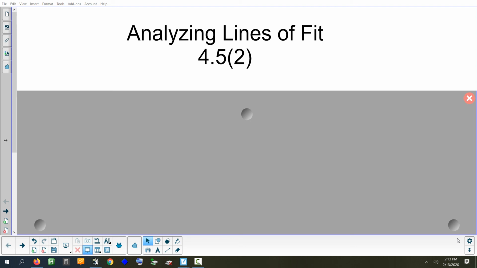Okay, so last thing we're going to look at this week is 4.5 part 2. And we're going to look at using a formula to make a prediction. So how do you get the formula? You use the calculator. So that's what we did yesterday. Now I'm going to say, okay, you got the formula. I'll just give it to you, and I'm going to ask you to do something with it.